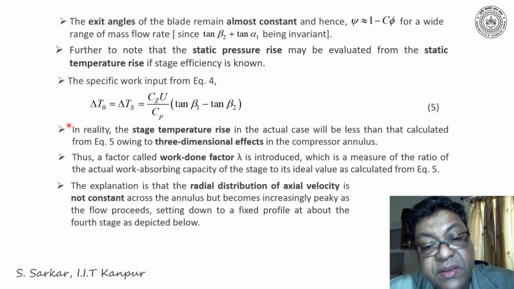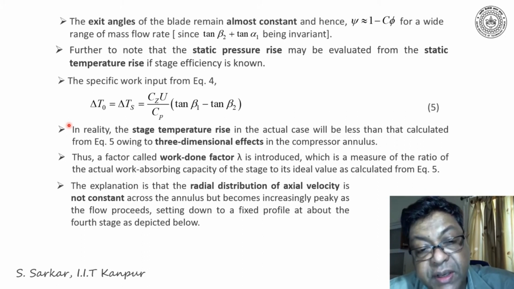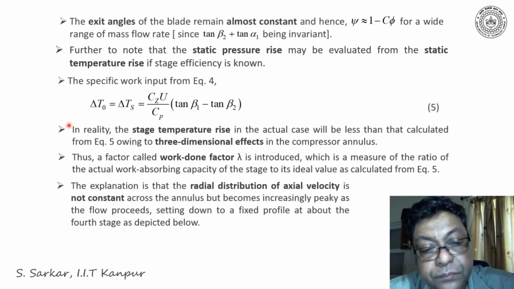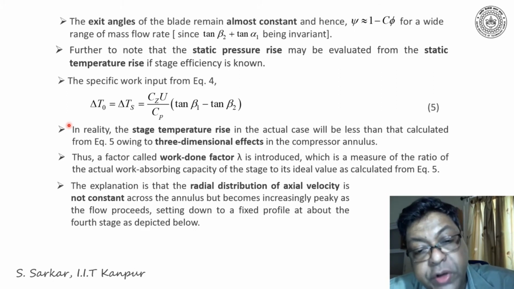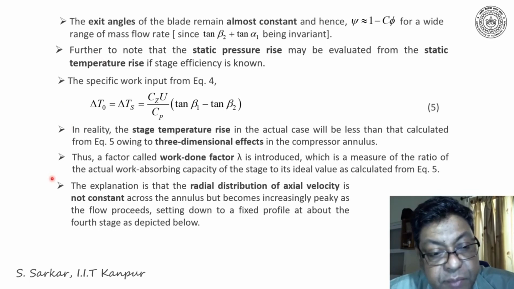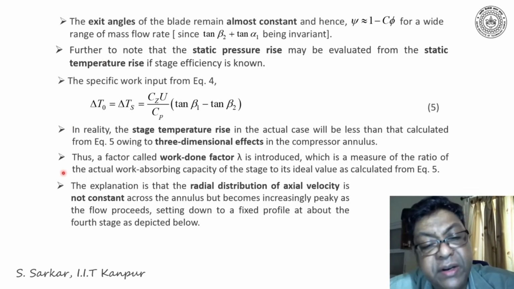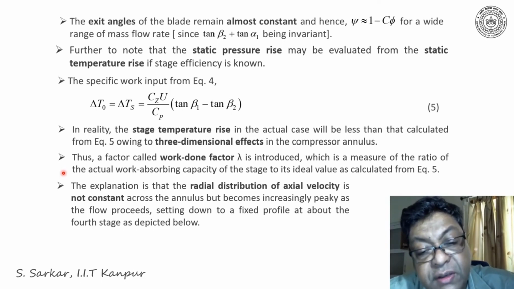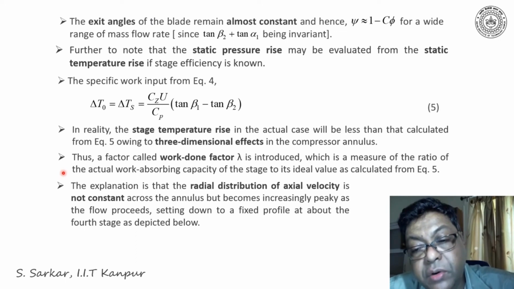However, the stage temperature rise in the actual case will be less than the value calculated from equation 5 owing to the three-dimensional effect in the compressor annulus. This factor has been taken care of by introducing lambda, which is called the work done factor. This work done factor is a measure of the ratio of the actual work absorbing capacity of the stage to its ideal value as calculated by equation 5.